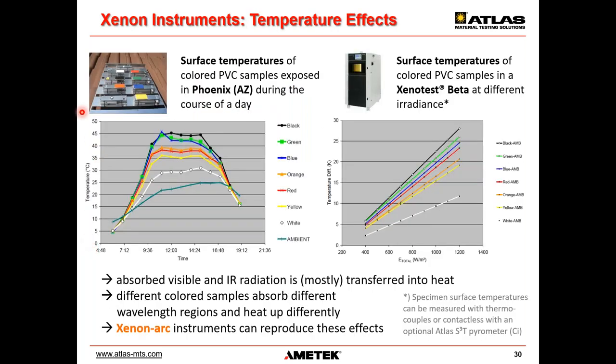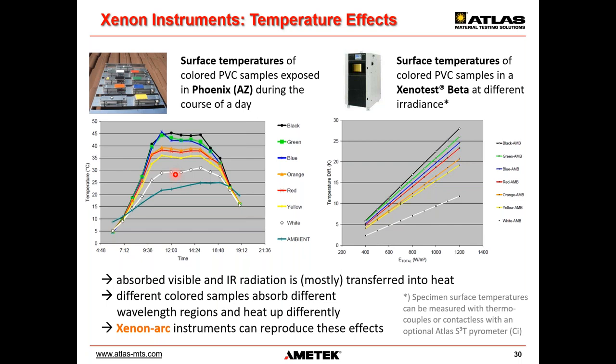Some more about the xenon instruments. They can replicate the temperature effects properly because they have the visible and the IR radiation included. And visible radiation is picked up differently by white specimens, yellow, red. The darker they become, the more visible light they absorb and the hotter they become. And the difference between a black and a white sample can easily be 20 degrees C.